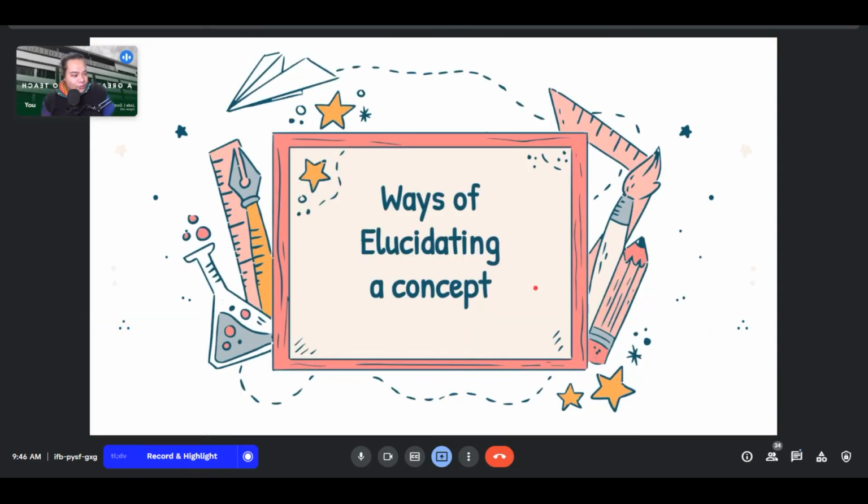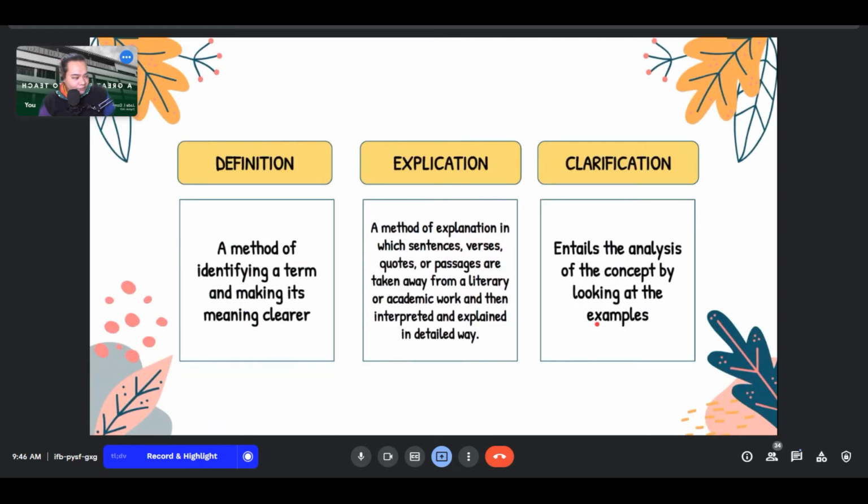So, there are ways of elucidating a concept. When we say elucidating, this is clarifying, explaining, expanding, expounding upon a certain concept. Okay? So, what are the 3 ways of elucidating? The first is by definition. We elucidate by definition by identifying a term and making its meaning clearer.